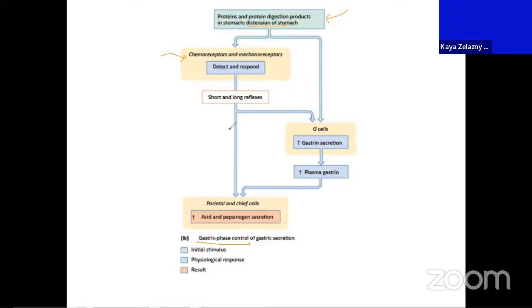Okay, and our overall signal here is going to be to tell those parietal cells and the chief cells to make more acid and pepsinogen. We can have some shorter pathways for this signaling and some longer pathways for this signaling. And when we think about that, we're going to be thinking about the hormone gastrin, which we're triggering with these gastric phase stimuli, just like the cephalic phase stimuli. Gastrin, that hormone's getting into the blood. Cells in your stomach can sense it, make more acid and pepsinogen.